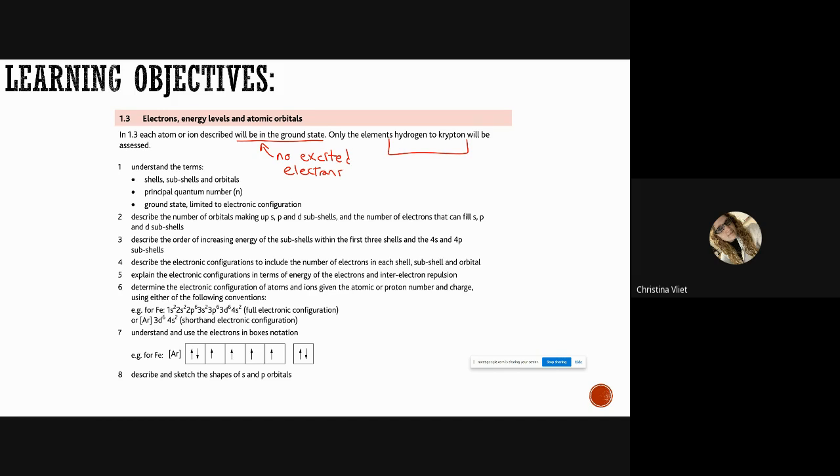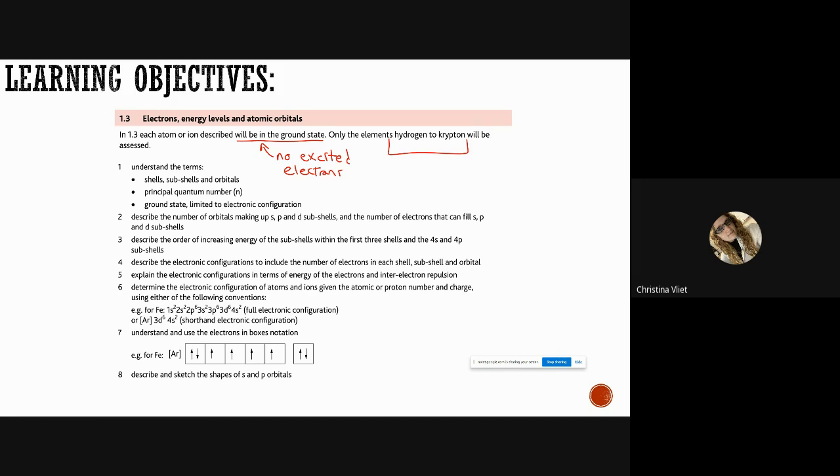So if you're trying to memorize the electron configuration of uranium, I mean, good for you, but it's unnecessary for the Cambridge exam. Does that make sense? All right. Here are our objectives as they're listed in the syllabus.